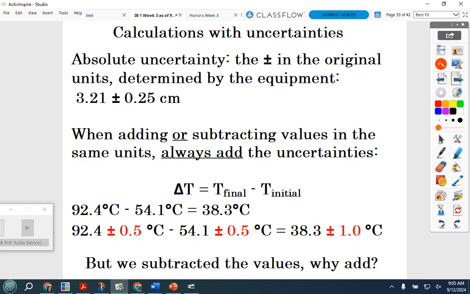So when you're doing calculations with uncertainties, first we have to talk about the two main types of uncertainties. You can argue for multiple different types, but I'm just going to talk about 2 of them. The first one is the one that we've already talked about, and that is called the absolute uncertainty. Okay, that is the plus or minus error in the original units that's determined by the instrument that you're using.